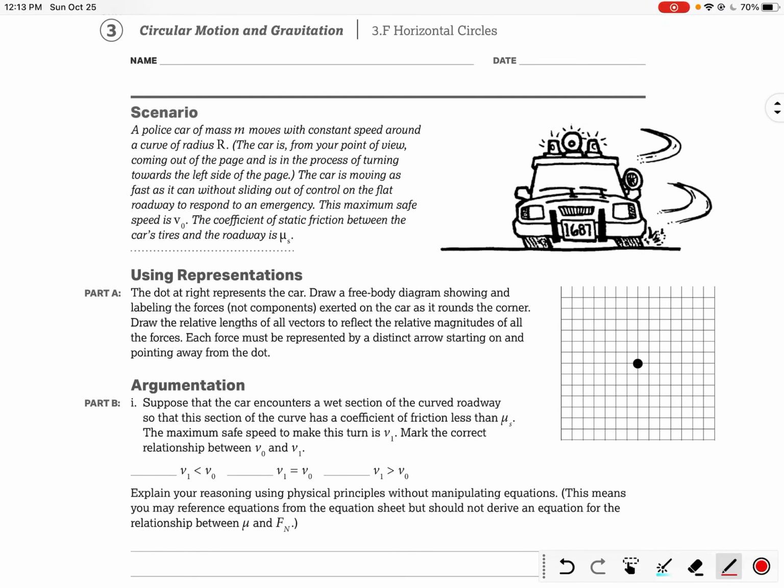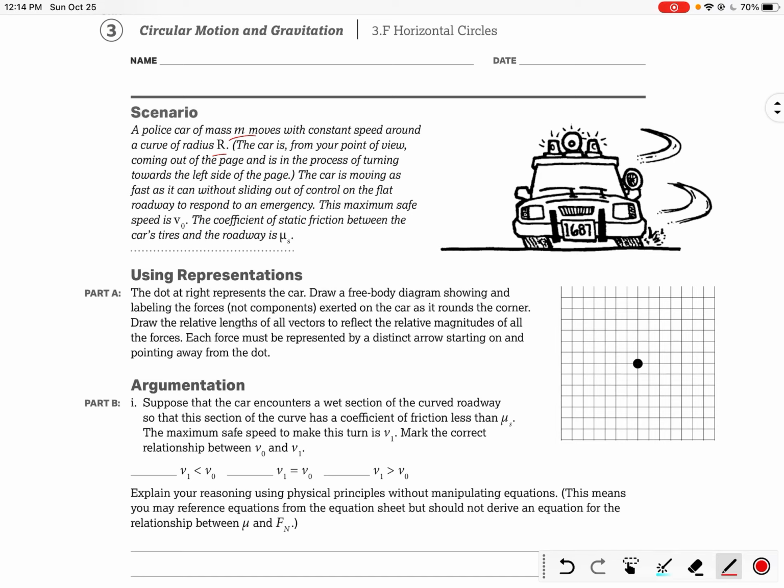This is WK3.H. We're going to be looking at horizontal circles. In this example, we are going to be examining a police car. It's got mass M, moving at constant speed around a curve of radius R. So we have constant speed circular motion.